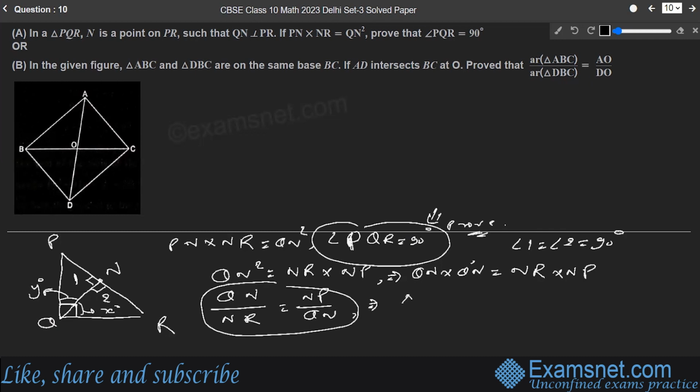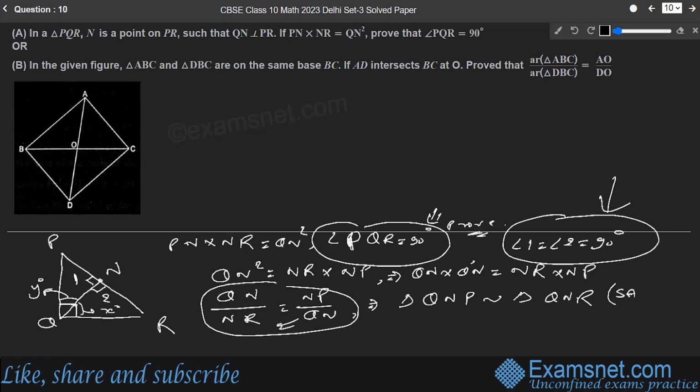That means triangle QNP is similar to triangle QNR, because the two side pairs are equal and angle 1 is equal to angle 2. That was also given by him. So two corresponding side ratios are equal and one angle is equal to another angle, that is 90 degrees. So by using this we can understand that triangle QNP is similar to triangle QNR, and the axiom used here is the side angle side similarity rule. Side angle side similarity rule has been used here.